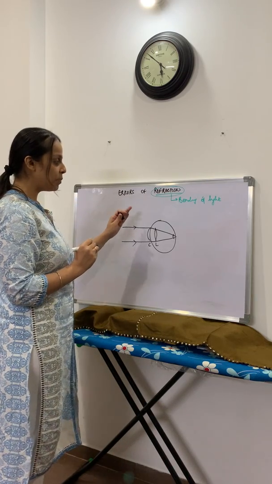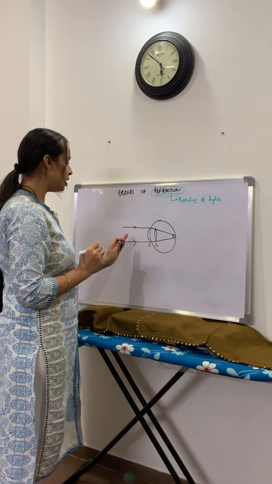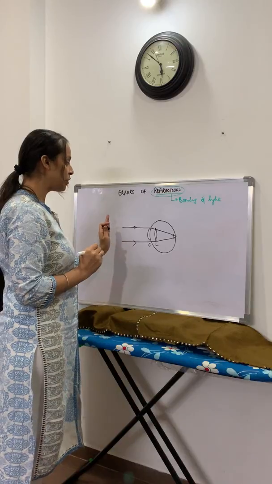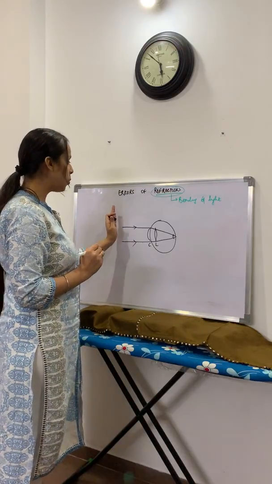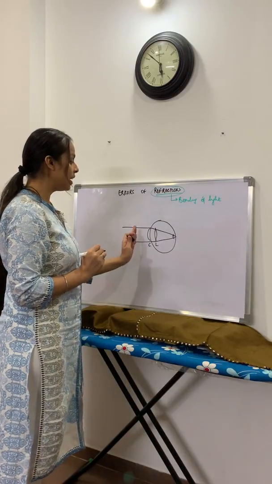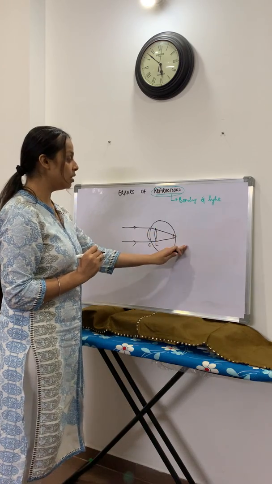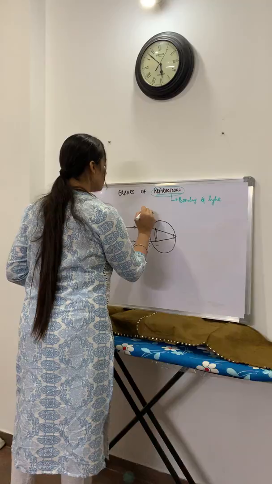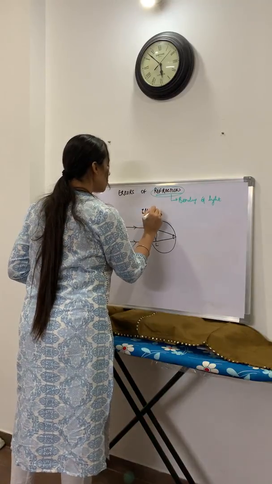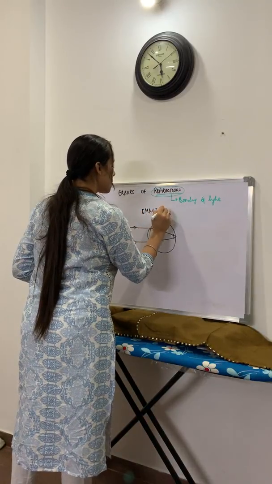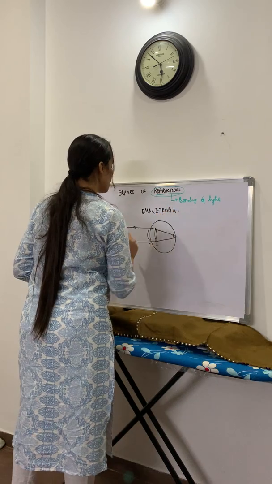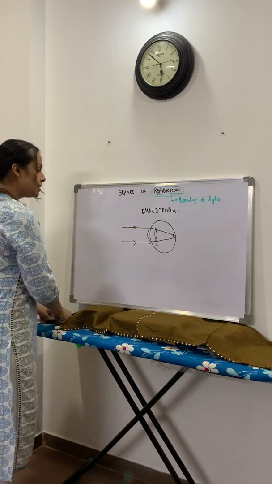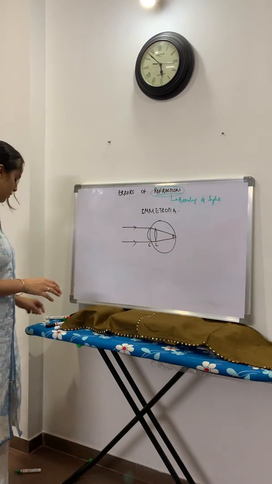So this is what will happen in ideal conditions, that parallel rays of light coming from infinity, provided the accommodation is at rest, will come, get refracted, and will form an image at the retina. This is called emmetropia. Okay. So as I said, this is the ideal condition.